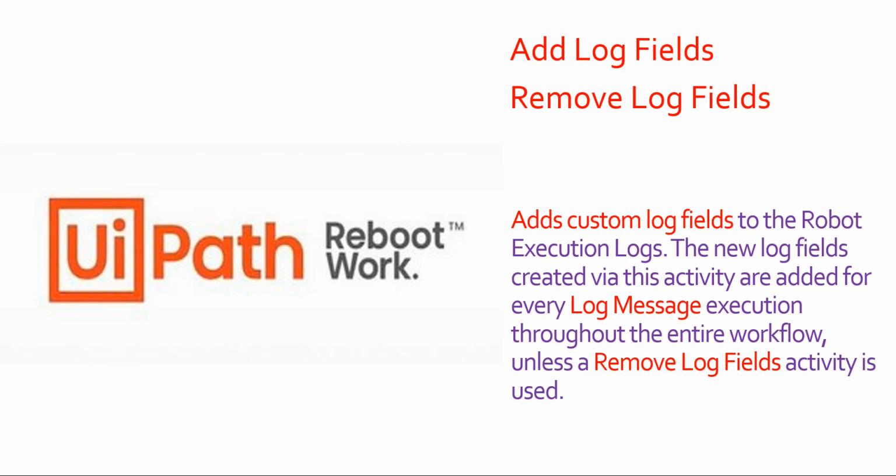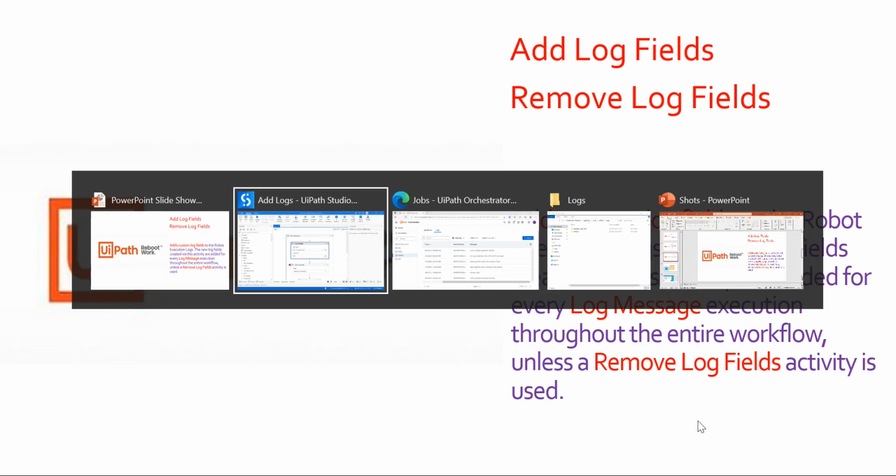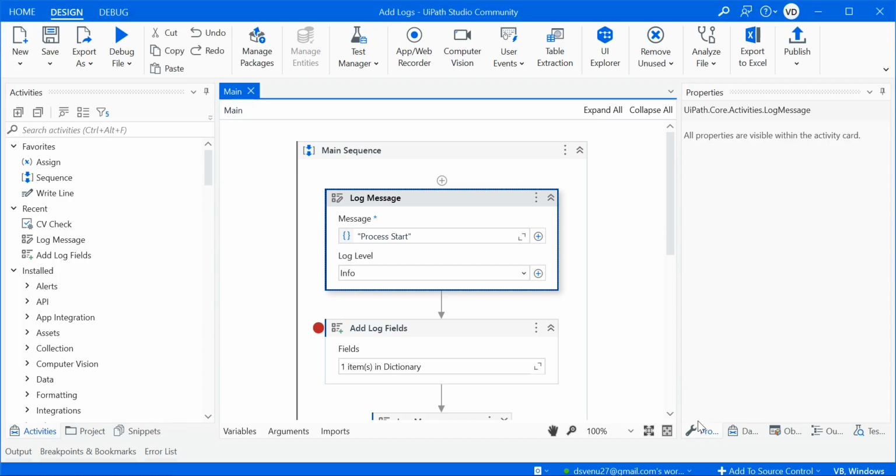In this video, I am going to explain add log fields activity and remove log fields activity in UiPath Studio. So generally when you log a message using the log message activity in UiPath Studio, we would need to provide a message and we need to select a log level, right?